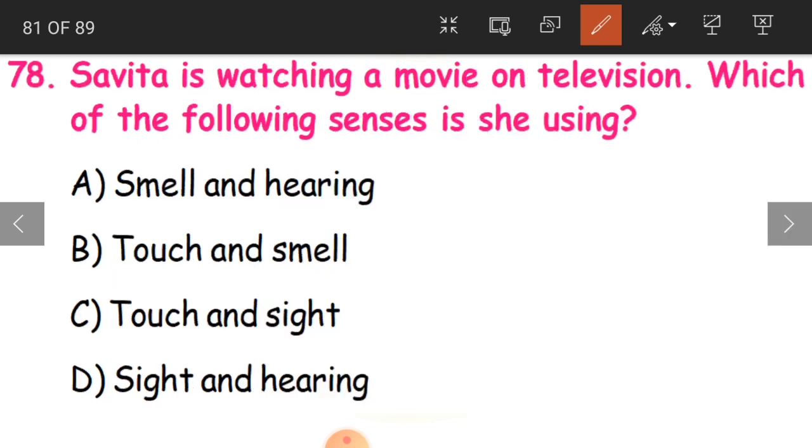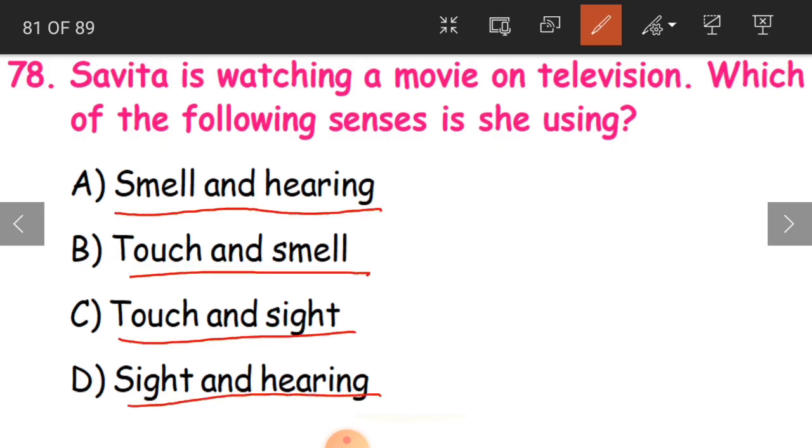78th question. Savita is watching a movie on television. Which of the following senses is she using? Which senses is she using to watch television? Smell and hearing, touch and smell, touch and sight, sight and hearing. The answer is sight and hearing. She is seeing and she is also listening. So the senses are sight and hearing.